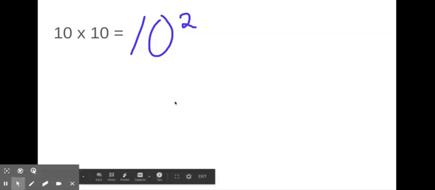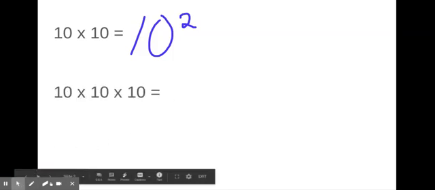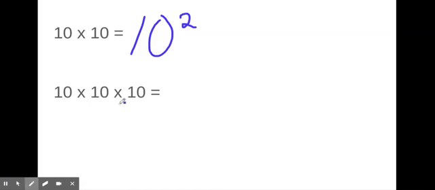Let's look at another example. Let's say we had 10 times 10 times 10. So here, 10 is still the number being multiplied. So my base number is still going to be 10. This time I have 3 tens, so my exponent will be a 3. And I would read that 10 to the third power.